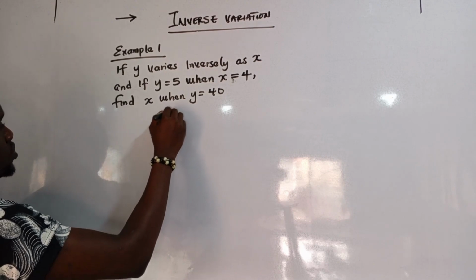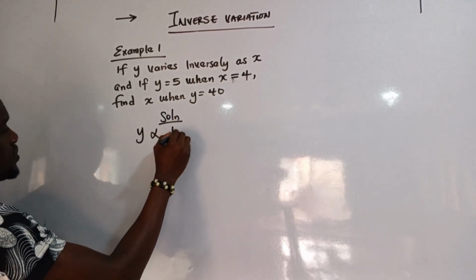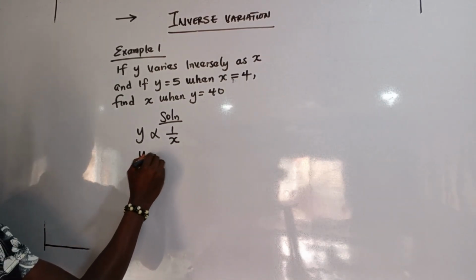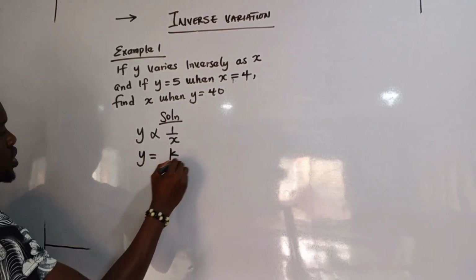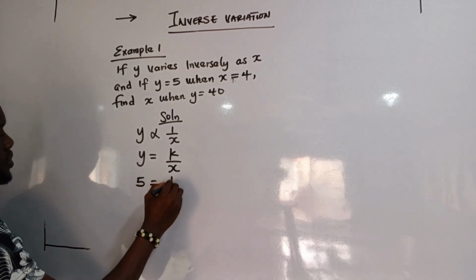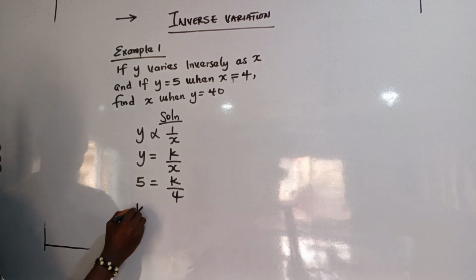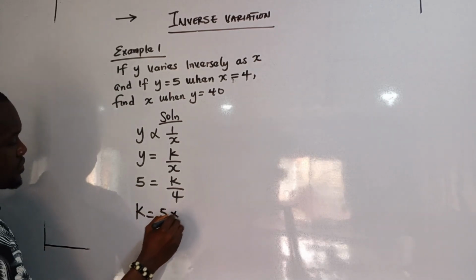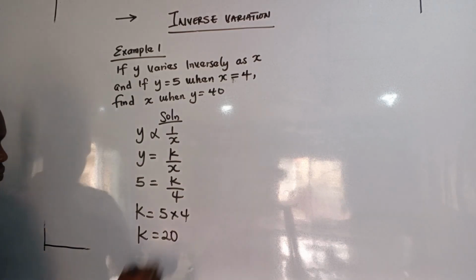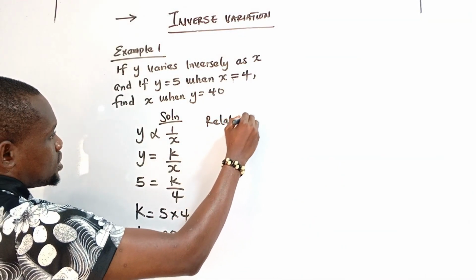So if we look at this, we are going to have y varies inversely as what? As x. So by the time we introduce our constant, we have y is equal to k all over x. So when y is equal to 5, x is equal to 4. Therefore, the value of our k will give us 5 times 4, and then k is equal to what? 20.